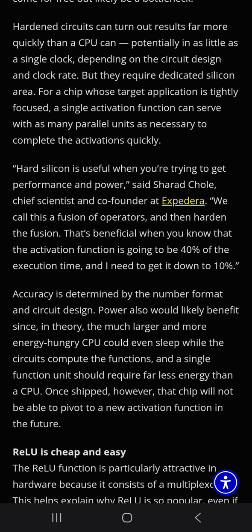Hard silicon is useful when you're trying to get performance and low power, said Sheldon Cole, chief scientist and co-founder of Xpedra. We call this fusion of operators, and then a hardened fusion. That's beneficial when you know the activation function is going to be 40% of the execution time, and I need to get it down to 10%.